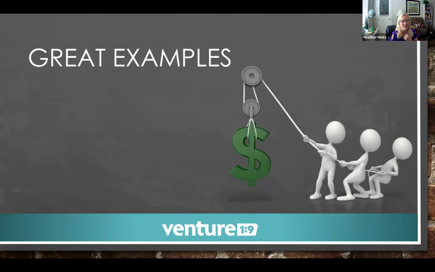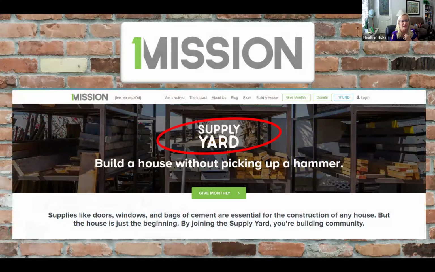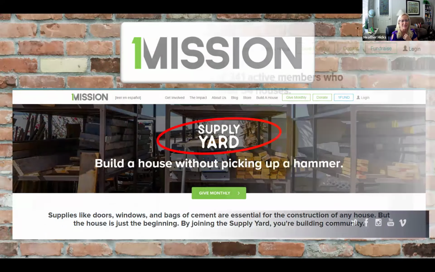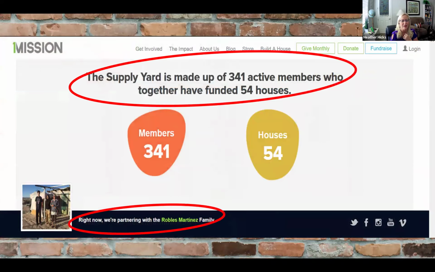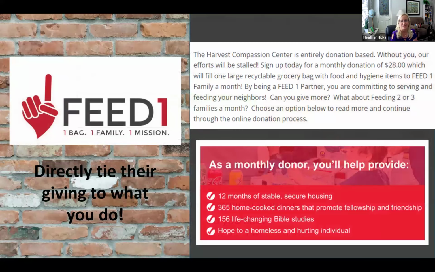How is it? And so I'm not going to go through all these. We talk about these, but I will say it's worth hunting and looking at some of these because they've done a great job showing impact, what we're accomplishing together, invitations, donation forms that say it's connected to what we do. Our monthly donors, what are we doing? What are we accomplishing together?